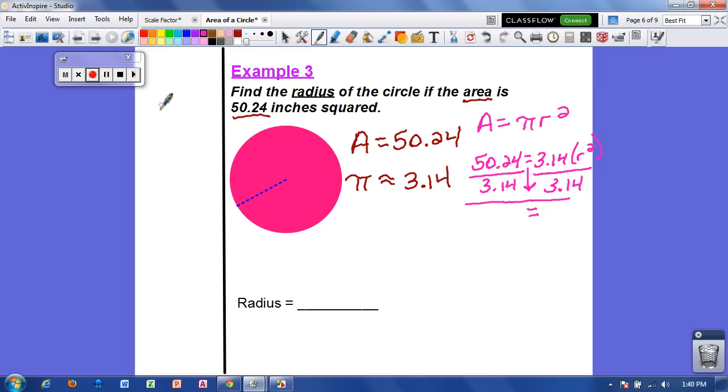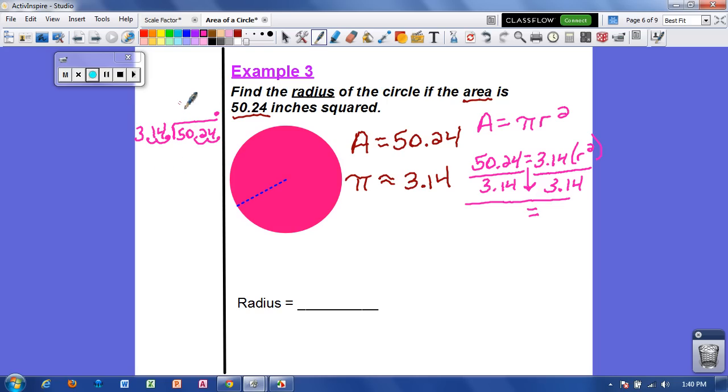Now I'm going to come over here and work that out. 3.14 into 50.24. I'm dividing by a decimal, so I need to move my decimal to the right so that this looks like a whole number. I moved it twice to the right, so I have to do the same thing inside. So now I have 5,024 divided by 314, which will give us the same answer as 50.24 divided by 3.14.